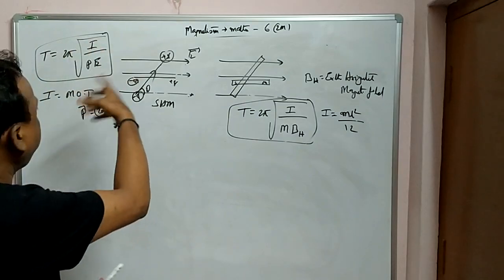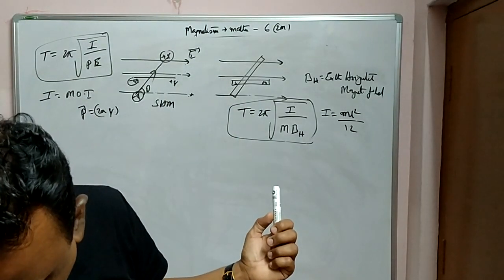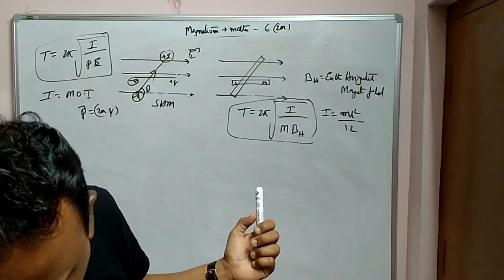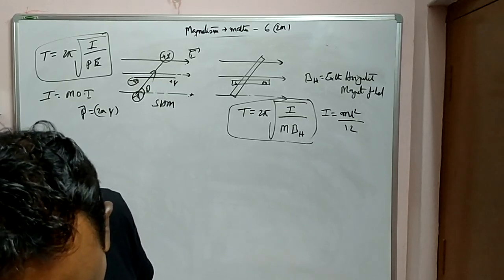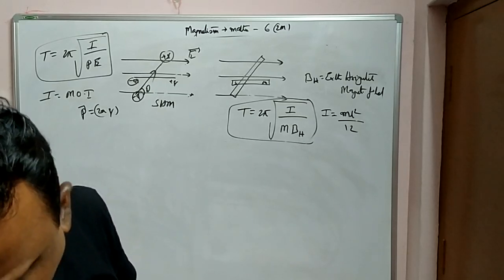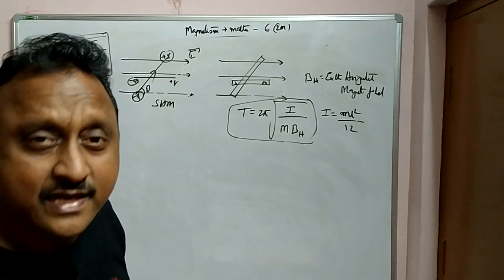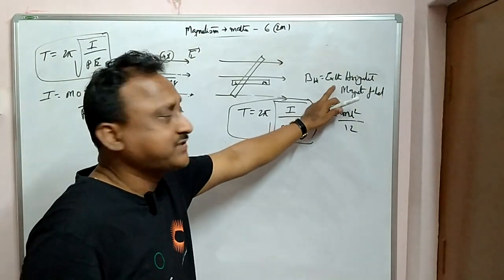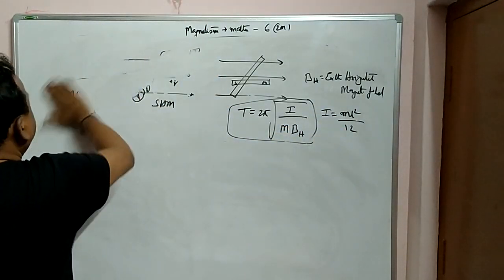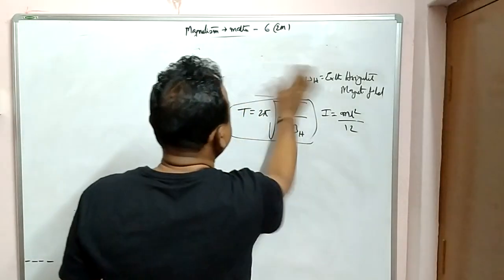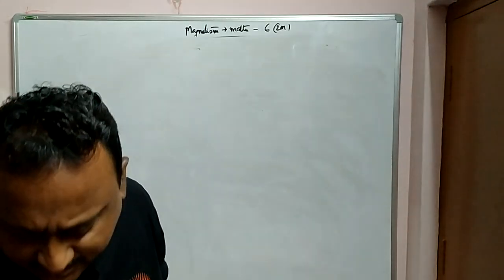So this is how you can compare the time period in electrostatics and also in magnetism. Clear? Any doubts regarding these formulas? So there you use I by P, of course, and here I by M BH. BH is the Earth's horizontal magnetic field. Clear? So I think almost the comparisons are over regarding electrostatics and magnetism.